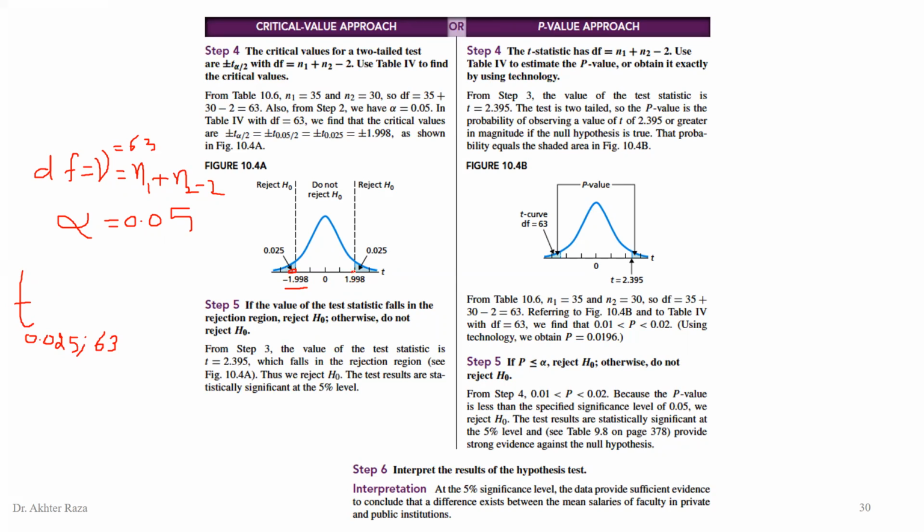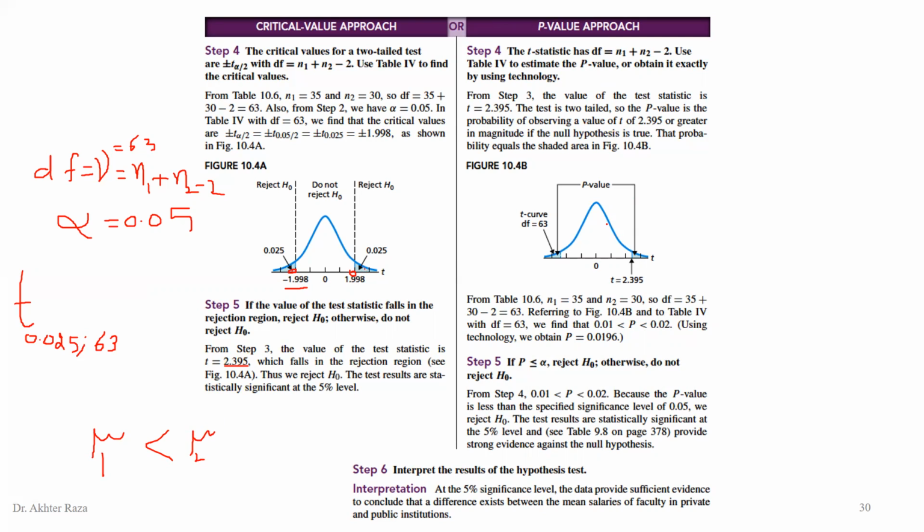And my calculated value was 2.39. 2.39 is here on the right region. If the 2.39, which is the t observed value, is in the right side critical region, so we can conclude that mean 2 is larger than mean 1 because it is rejected from the right side.